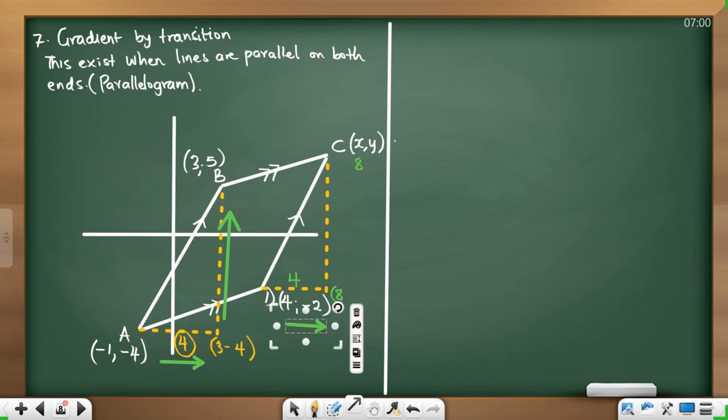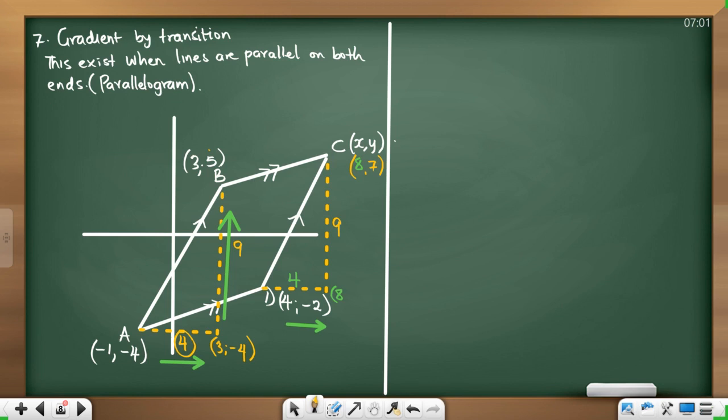Now, from -4, how many units am I moving? We say top minus the bottom. It is 5 minus -4. That gives me 9 units upwards. Because the gradient is the same, the ratio of change in y and that of x, I should be moving 9 units here. Going 9 units upward, what is -2 plus 9? That would give me 7. So the coordinate of C is 8 and 7, and I'm done.